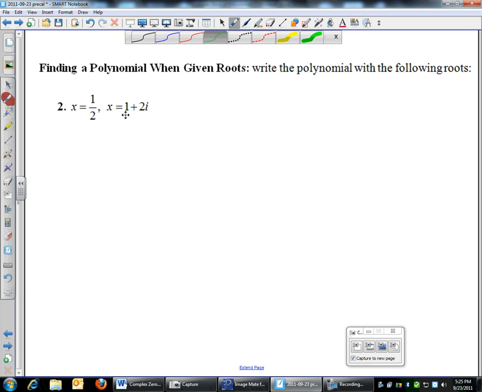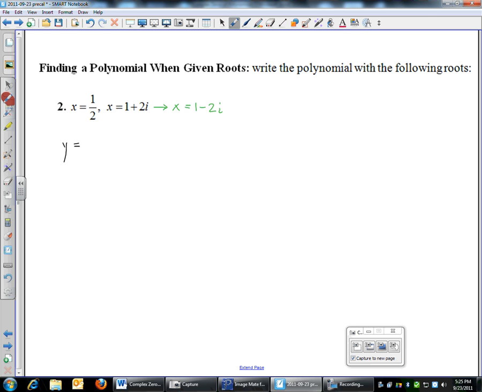Let's see, an imaginary root. If I see any imaginary roots, I can automatically conclude there is a conjugate that goes with it. The conjugate of 1 plus 2i is 1 minus 2i. So I actually have three roots: 1/2, 1 plus 2i, and 1 minus 2i. So I'm going to start writing this one out.